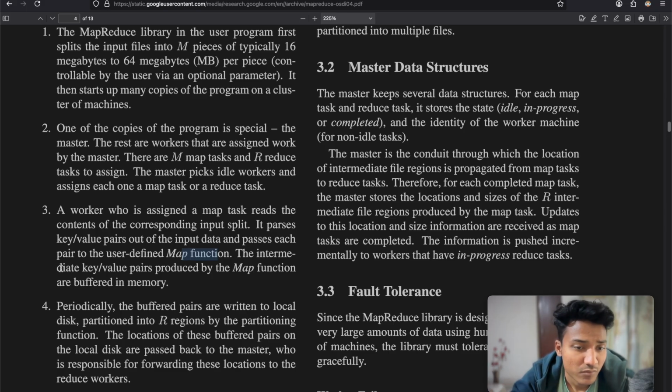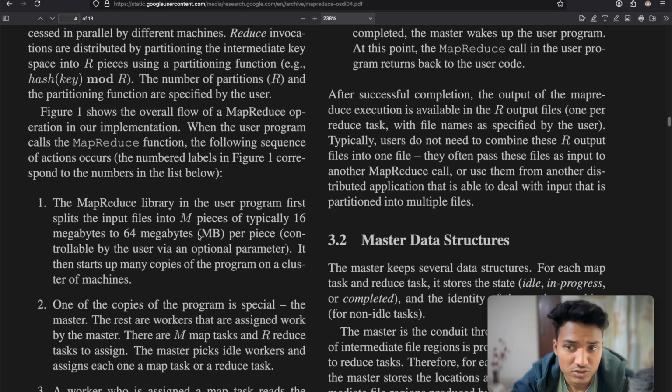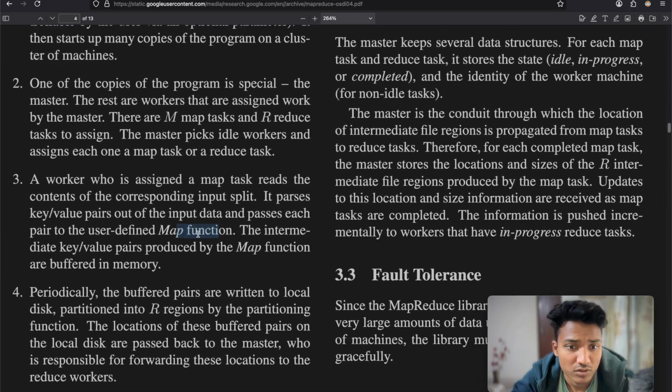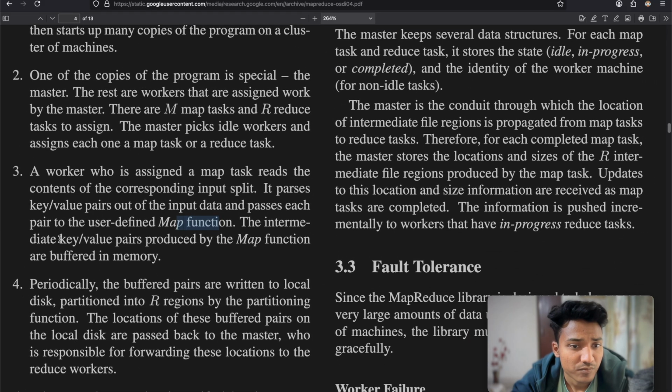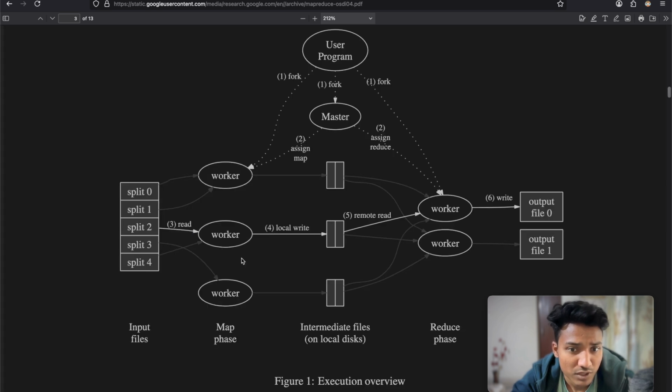The intermediate key value pairs produced by the map function are buffered in memory. So they are basically buffered in memory and later probably written to local disk, a local write on local disk.